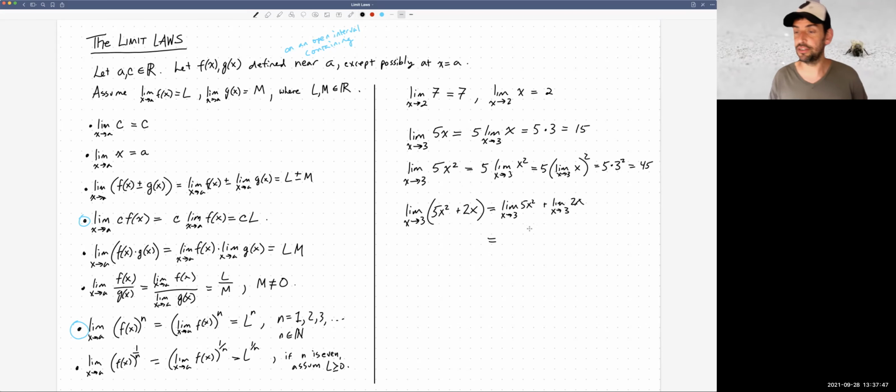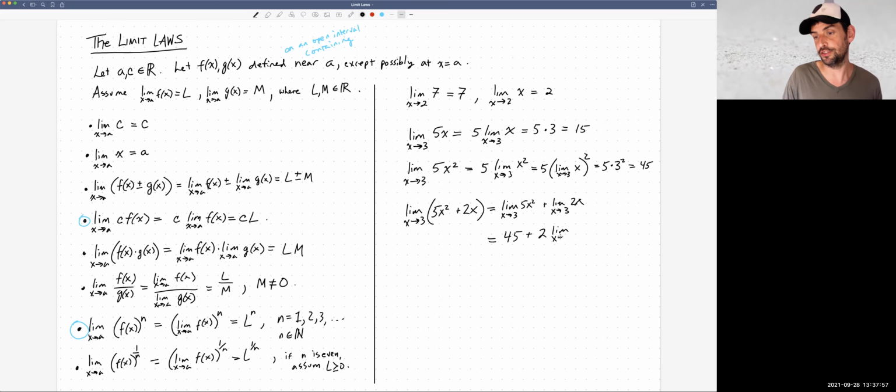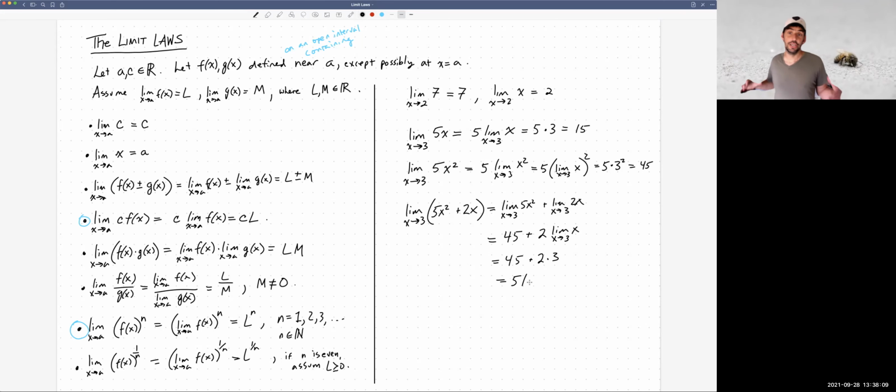Well, we just did the limit of 5x squared as x goes to 3. We just did that above, so that work's not going to change. We still have a 45 there. We can slide that 2 out front using that constant multiple rule, and we've got an x. The limit as x goes to 3 of x is just 3. We get 45 plus 6, or 51. You might notice something here.